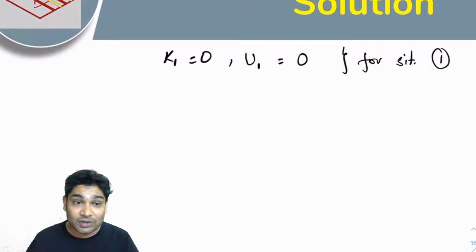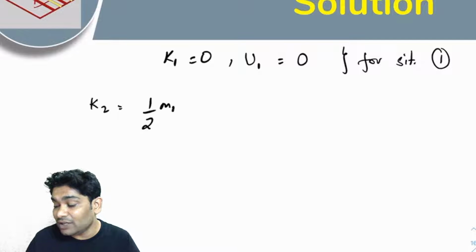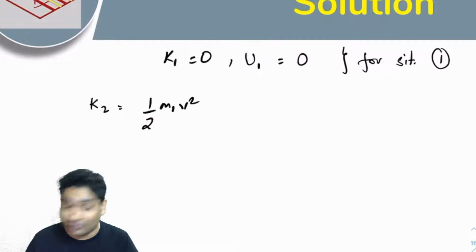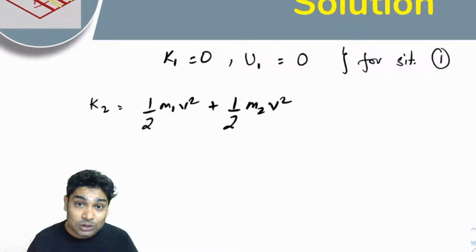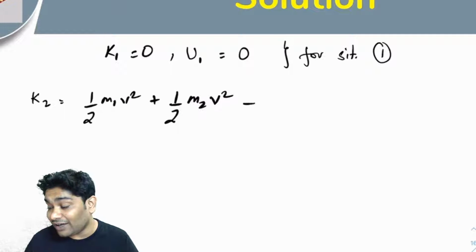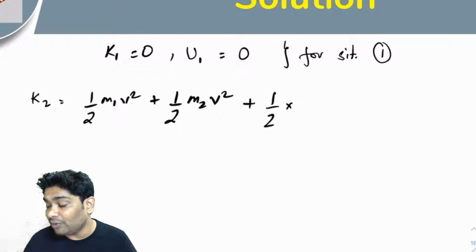Now let's talk about situation number 2. What is the kinetic energy? Mass M1 is moving with some v, so it has a kinetic energy of this. Mass M2 is also moving with v, so that has a kinetic energy of this. And also the disk is rotating. So the rotating disk will also have a kinetic energy, and we know how much that is going to be, half I omega square. I would be M R square over 2, times omega square.